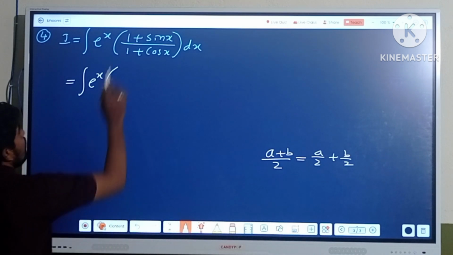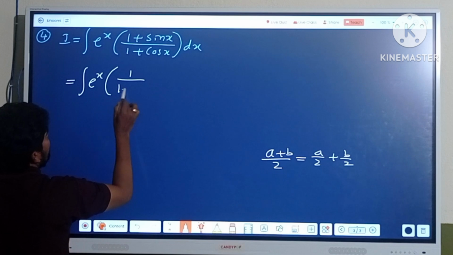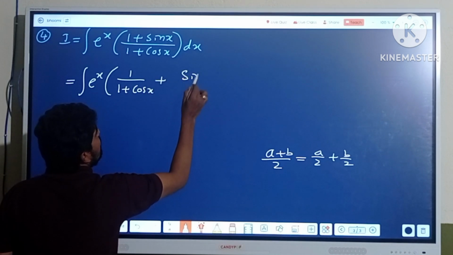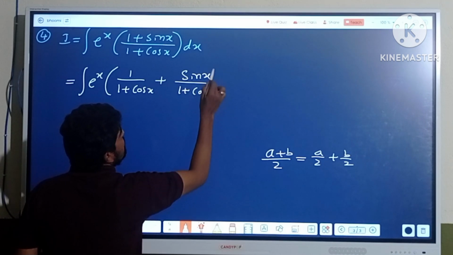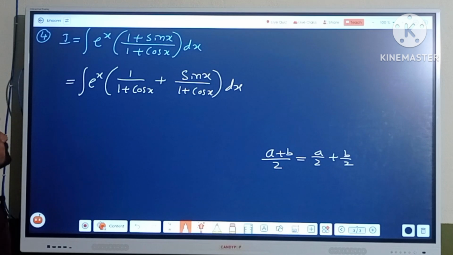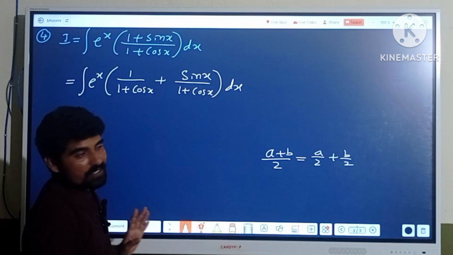Now observe here, 1 plus sin x divided by 1 plus cos x can be written as 1 divided by 1 plus cos x plus sin x divided by 1 plus cos x, with respect to x. I hope all of you understand. Now I just expressed the numerator as the sum of two quantities.